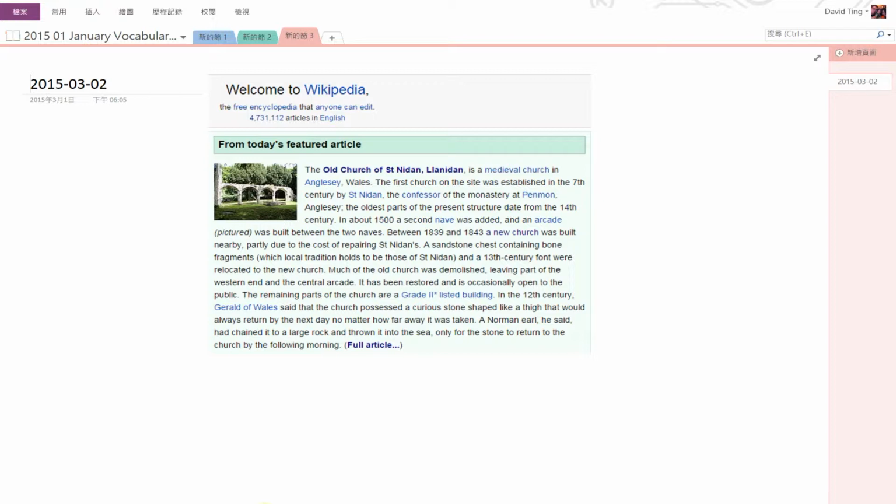The first word of the day, medieval. Also can pronounce as medieval. Definition of medieval in English. Adjective: of or relating to the Middle Ages. A medieval castle. More example sentences.